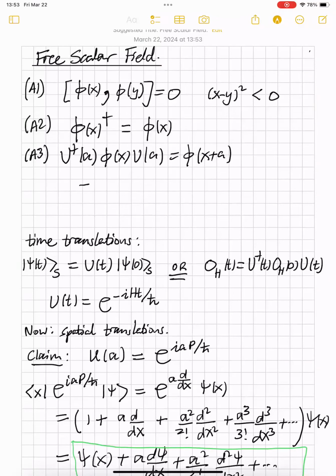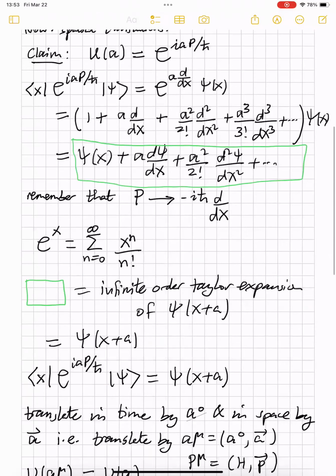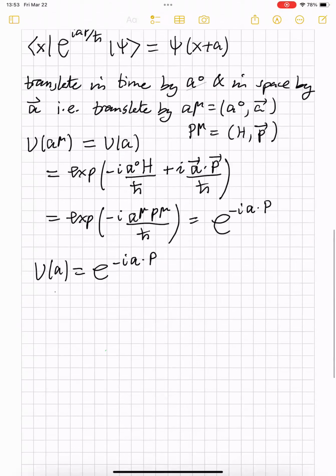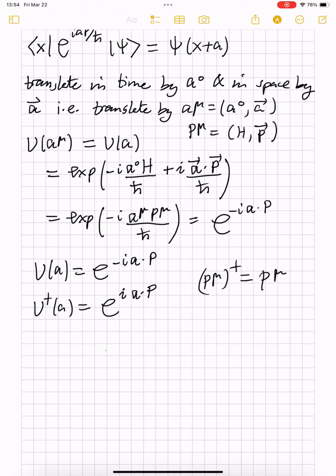And let's just write this out explicitly. If U is e to the minus i a P, then U dagger of a will be equal to e to the, we need to complex conjugate the minus i, which will give us a plus i. We need to complex conjugate a, but that's real, so it stays the same. And we need to take the dagger of the 4-vector P mu. But P mu has the Hamiltonian and the momentum operators in it. That's all Hermitian. So P dagger is equal to P. P mu dagger is just P mu. So U dagger of a is e to the i a P.